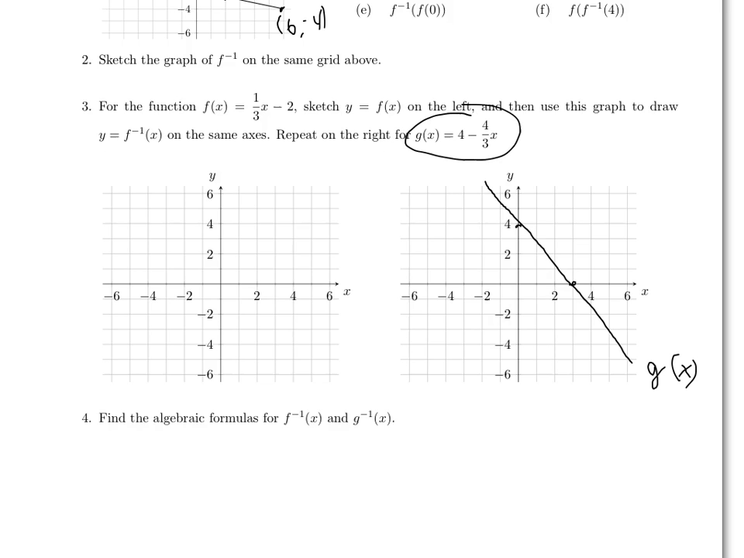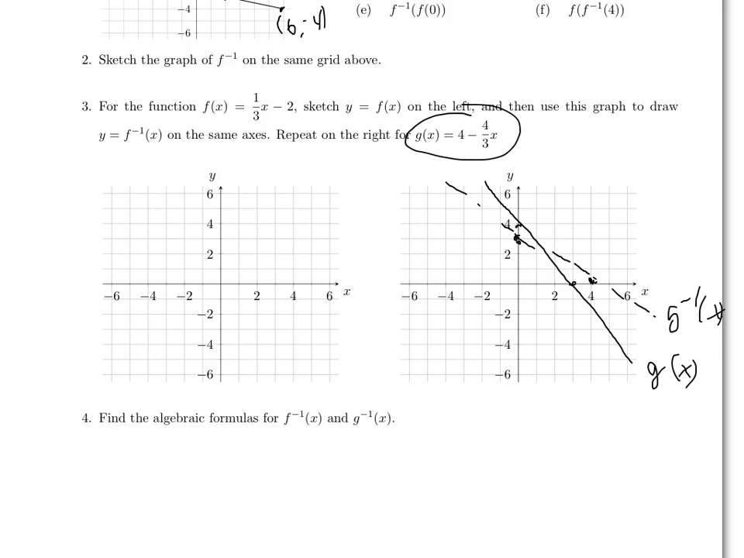And if I want to draw a picture of g inverse, because you only need 2 points to determine a line, I could just switch those 2 points. So g inverse is going to go through (0, 3) and (4, 0), because those are the mirror images of (0, 4) and (3, 0). So g inverse is going to look kind of like that by just drawing 2 points on it.